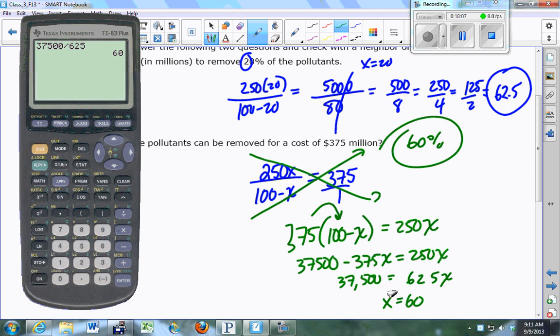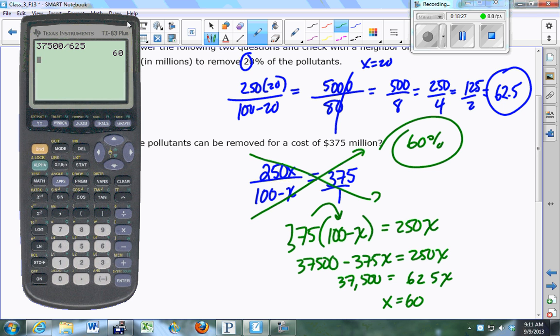So you can see that as you try to remove more and more of the pollutants from this river, what's going to happen to the cost? What happens to the cost as you try to remove? It goes up, right? And that makes sense, doesn't it? It's a more costly adventure the more polluted the river is.